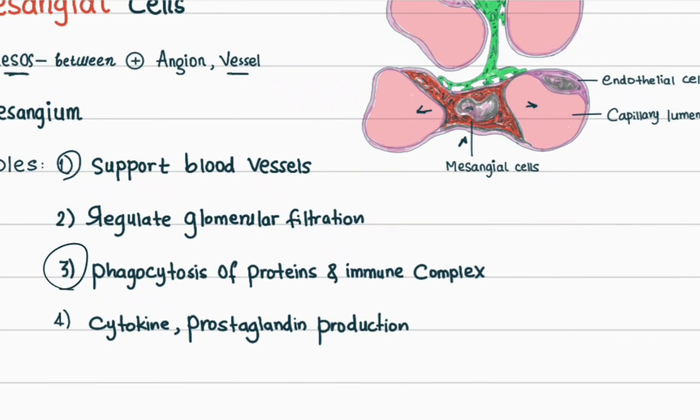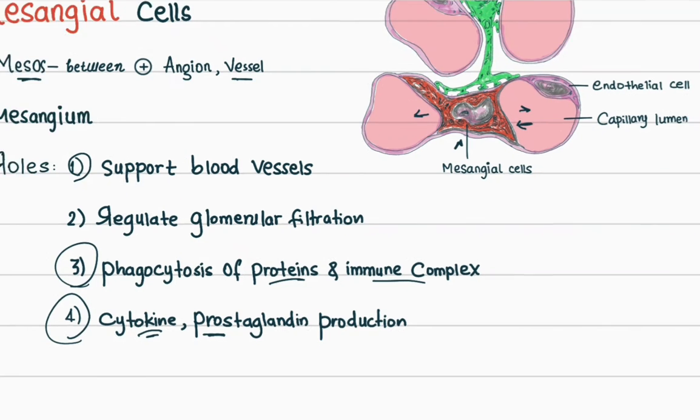The third function is that those cells phagocytose, or eliminate and degrade, unimportant proteins and immune complexes. And lastly, they can elaborate important cytokines and prostaglandins, thereby regulating kidney function. And that is it.